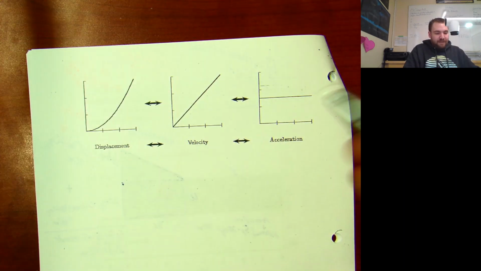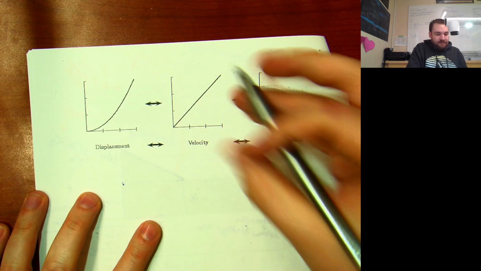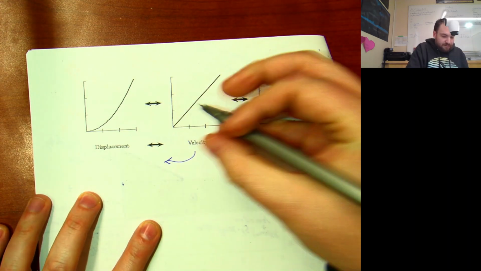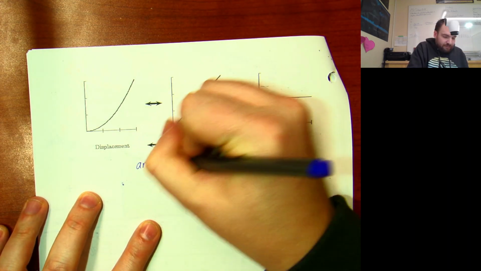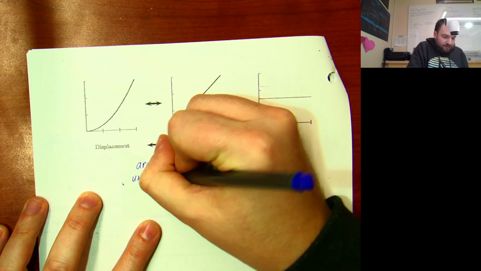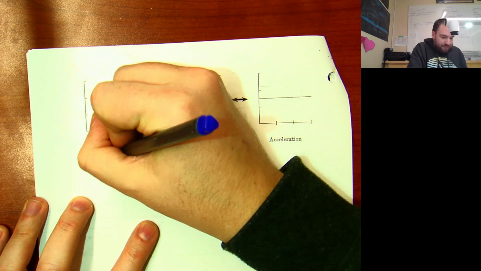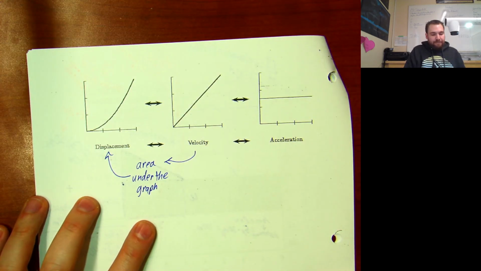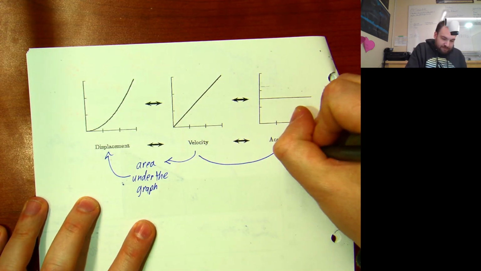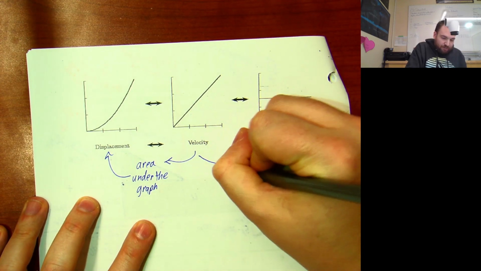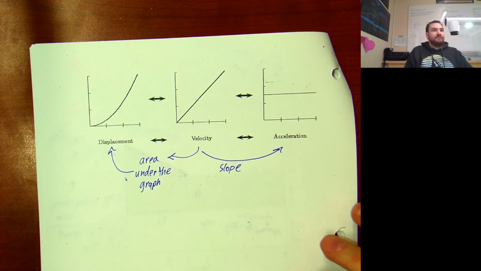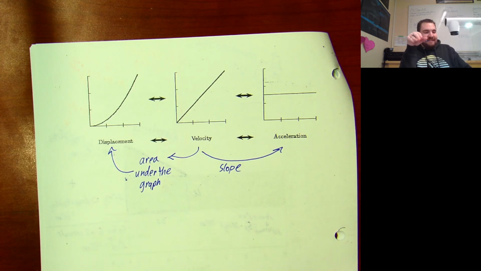Okay? From velocity, the area under the graph gives me displacement. From velocity, the slope can give me acceleration. Which means by analyzing these different graphs, we can generate subsequent graphs, which is kind of awesome. And you're going to hate it, but we're going to do it.